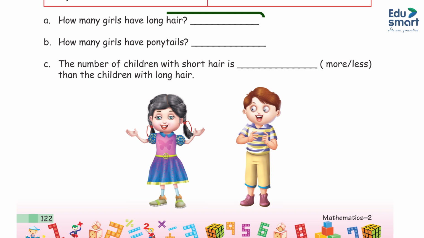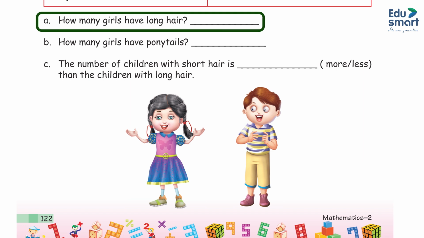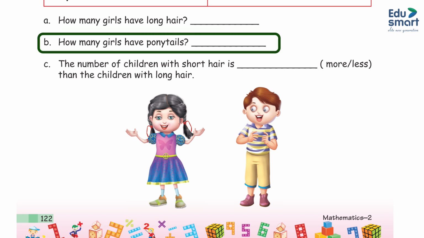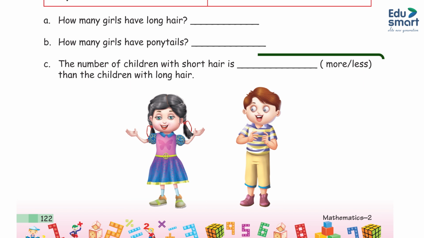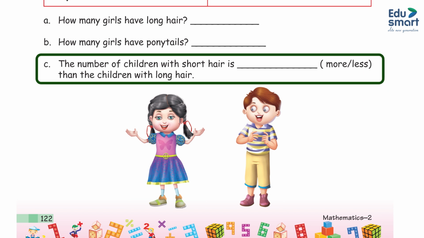Tally marks. A. How many girls have long hair? B. How many girls have ponytails? C. The number of children with short hair is ____ than the children with long hair.